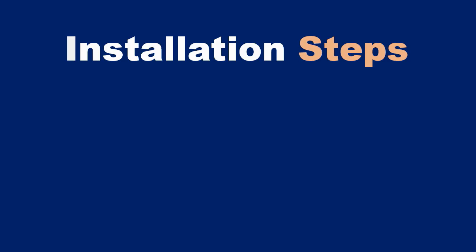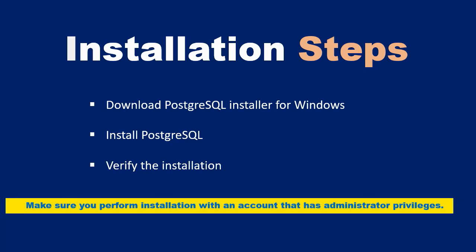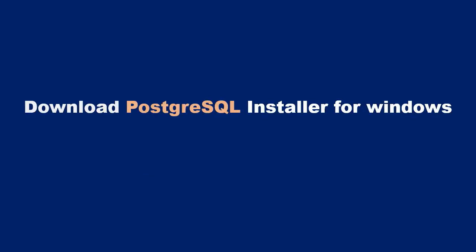Let's take a look at the steps that we are going to follow to complete the installation of PostgreSQL. We are going to start off by downloading the PostgreSQL installer for Windows. If you're installing on Windows, you do that via an installer. Once we've downloaded it, we'll then install PostgreSQL and we'll then verify the installation. If you are running Windows 8 or Windows 10, you will need to install PostgreSQL on an account that has administrative privileges.